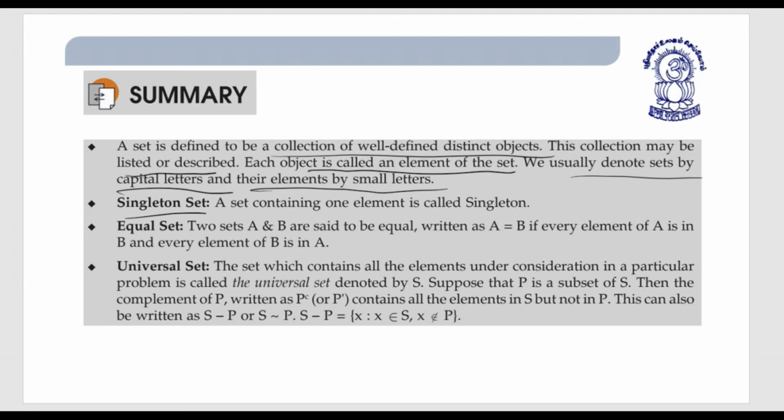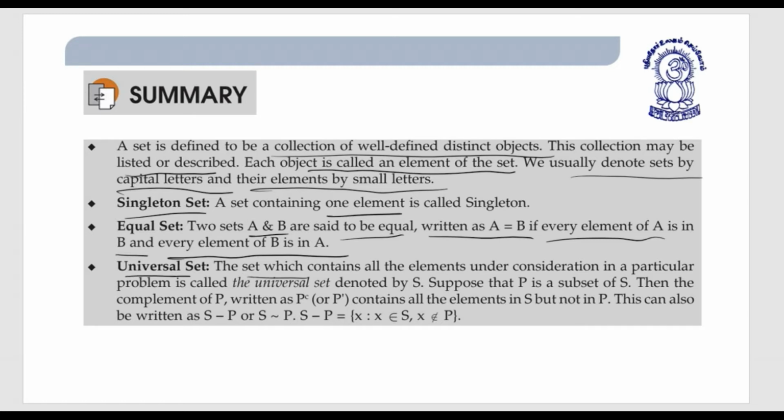Singleton set: a set which has one element is called a singleton set. Equal sets: two sets A and B are said to be equal, written as A = B, if every element of A is in B and every element of B is in A.